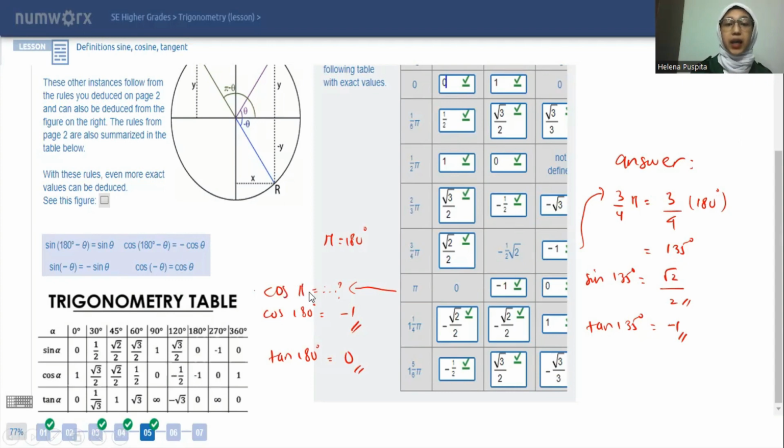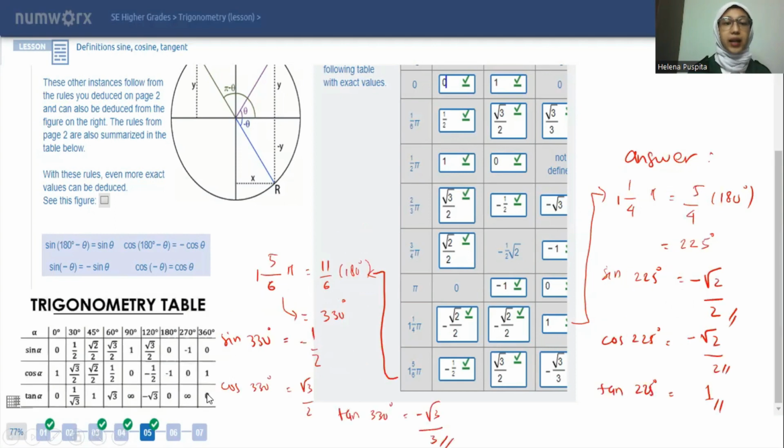Cos π is π, 180 degrees. So cos π is cos 180 degrees equals minus 1. Tan 180 degrees is 0. Next, 1 times 1 over 4 is 5 over 4. 5 times π, or 180 degrees over 4, equals 225 degrees.